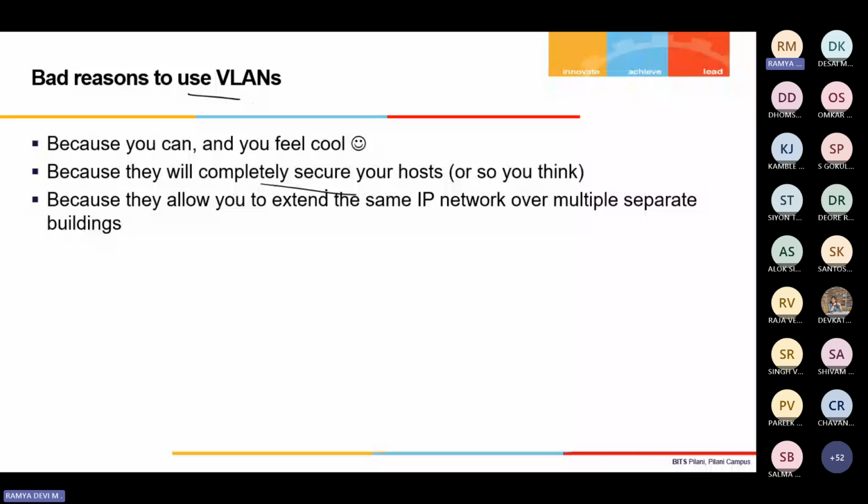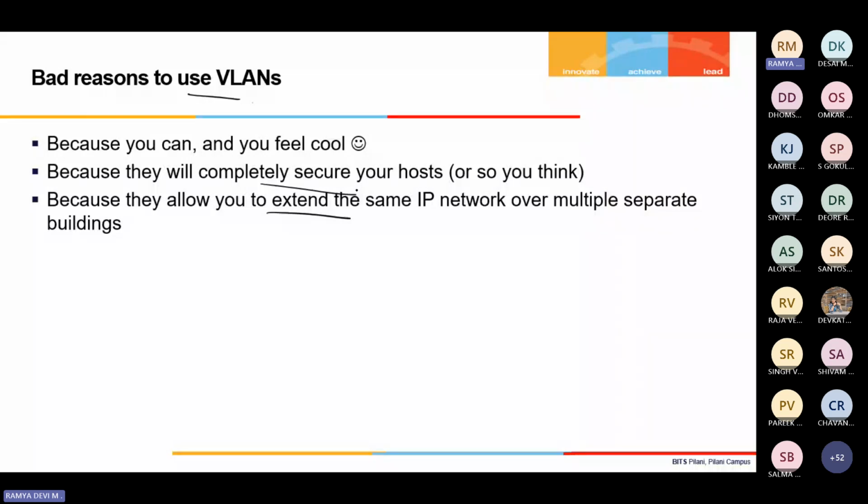Also, because VLANs let you extend the single IP network across separate buildings, that is also extending the same layer 2 broadcast domain. No, it leads to broadcast storms and creates troubleshooting nightmares. Only with layer 3 routing between the buildings can you go for stretching the VLAN. So VLANs, of course, you can use, but they are not a magic solution.